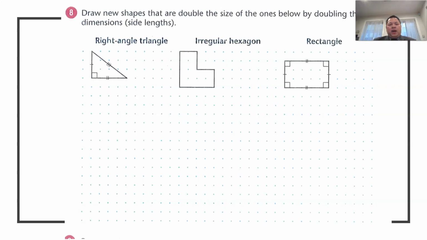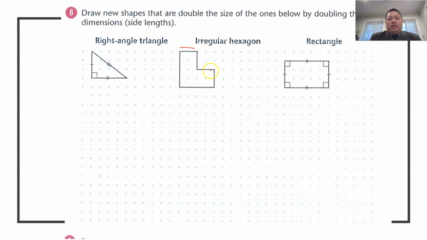So you're asked to draw these three shapes, and you're supposed to double their dimension. So in other words, whatever the length that you have, everything has got to be doubled. So I've done one very quickly for you for the irregular hexagon. Since there's only one line here, which is 2 units, when I double it, I will have 4 units for that.